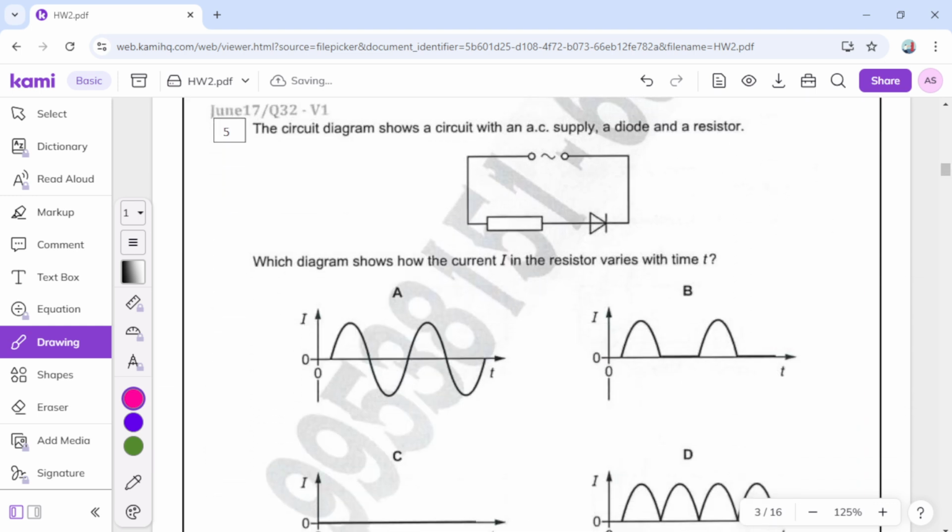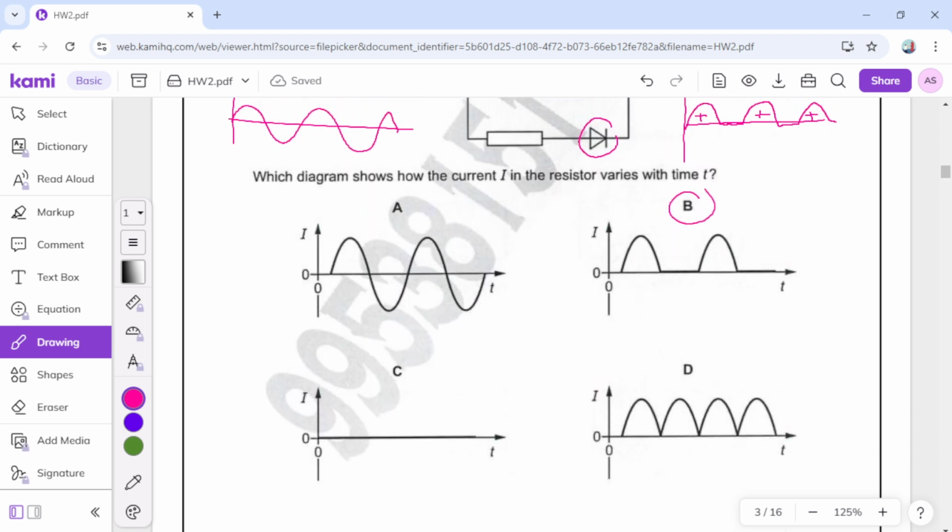Next. The circuit diagram shows a circuit with an AC power supply, a diode and a resistor. As you know, what does a diode do? If we have alternating current like this, when it enters the diode, it becomes rectified current. It will be positive in only one direction. And this is the function of diode. So this is why I will choose B.